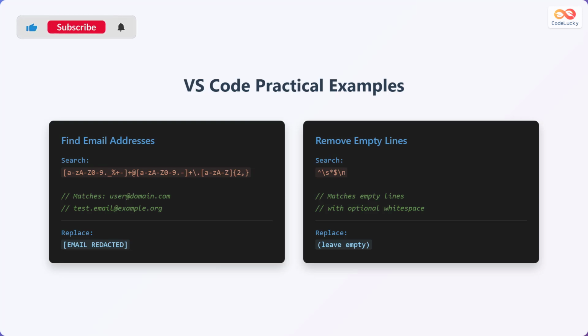Second example is removing empty lines. Use the search pattern ^\s*$\n to match empty lines with optional white space. Then, leave the replace field empty.